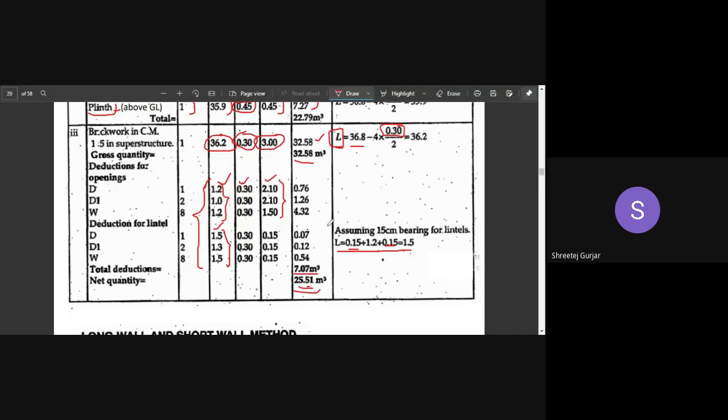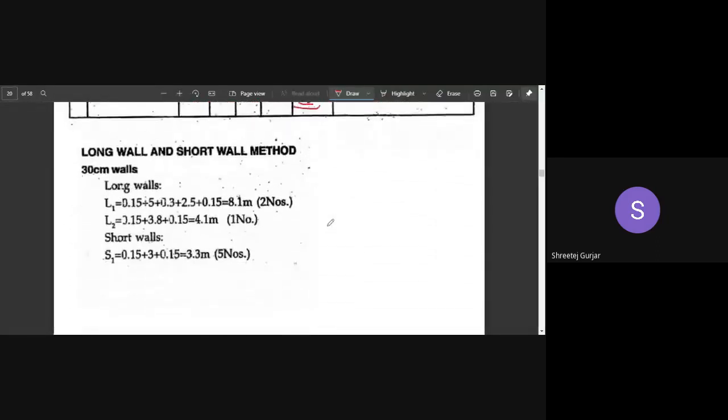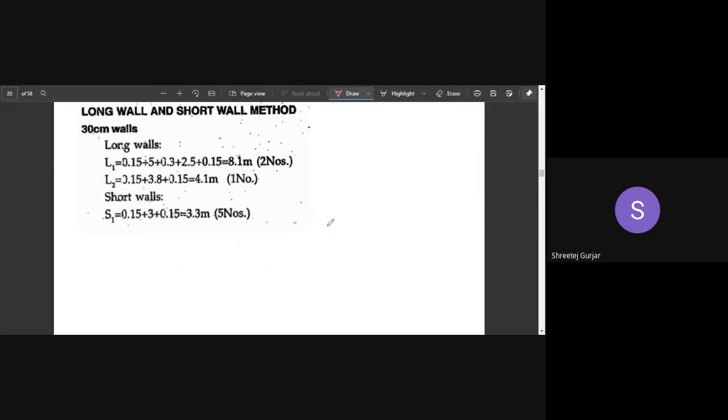Moving on to the next, we will look into how we calculate the same quantities using long wall and short wall, and we will compare whether we get the same quantities as we get in the center line method. Obviously you have to get the same quantity because both the methods are accurate and have to give the same quantities. If they do not, then you have done some mistake while solving.